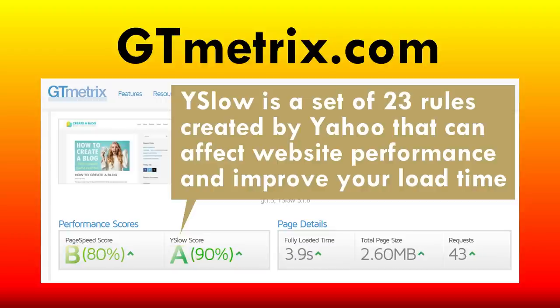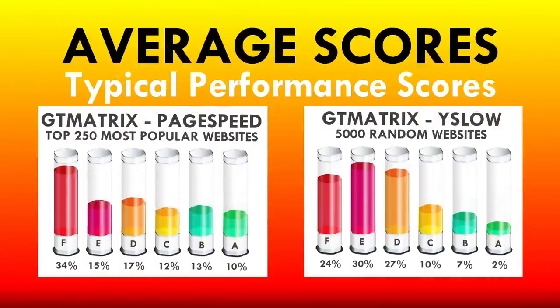We're going to use a plugin that's going to do all the work for us. What we're looking at here is average performance scores across the internet. On the left-hand side are the 250 most popular websites organized by their page speed. Notice that the majority of the websites fall in the bottom 3 categories, whereas less than 25% of all the websites out there fall into the AB category.